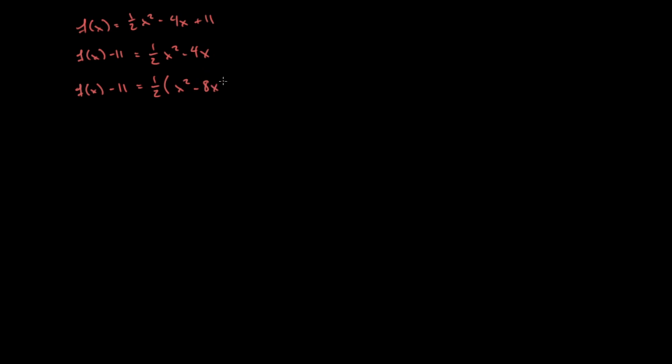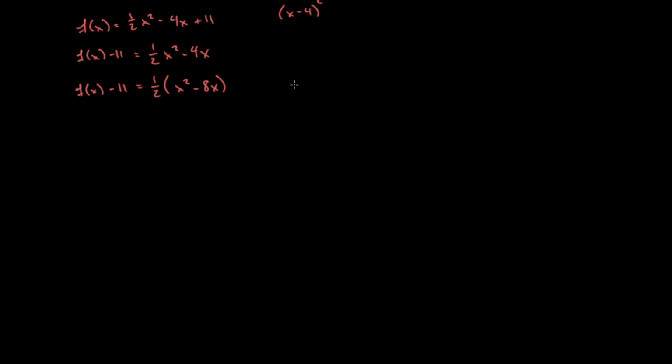Okay. All right, so now I'm going to ask myself again, what do I have to add into x squared minus 8x to get it to factor into a perfect square? And so what I'm thinking here is this is going to factor into x minus 4 squared. So what I have to add is 16.